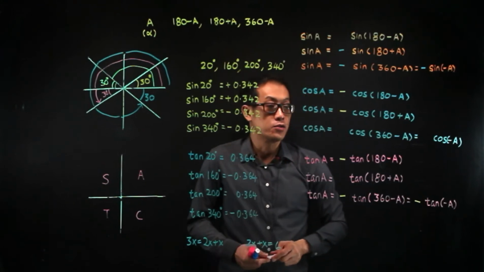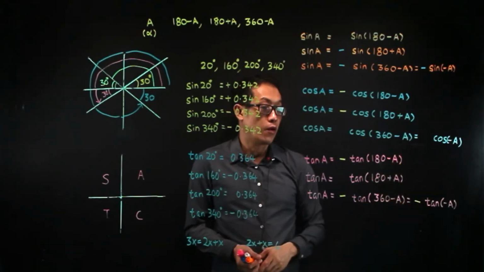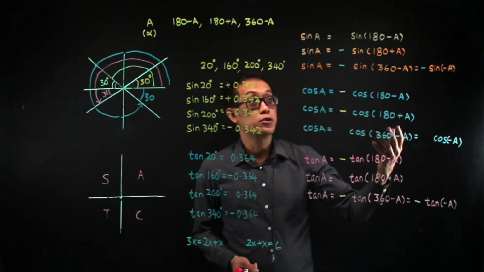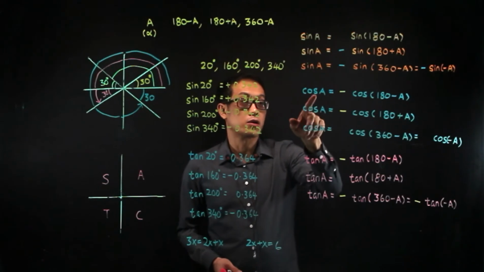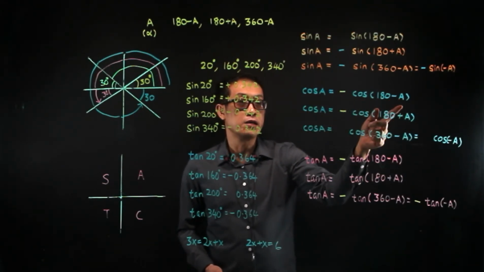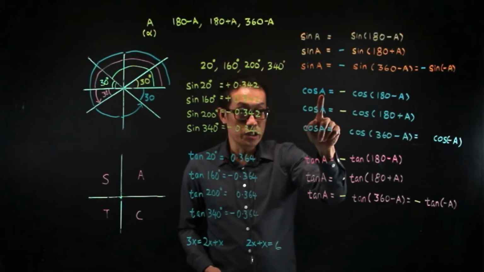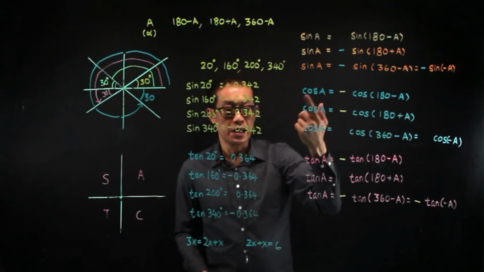Now, you find that you don't really need to memorize these formulas. Okay, you can actually deduce. Let's say they give you cos A, cos 180 minus A. So whether it's positive or negative, you look at if this is in the first quadrant, this is in the second quadrant. So to make them equal, one of them must be negative.